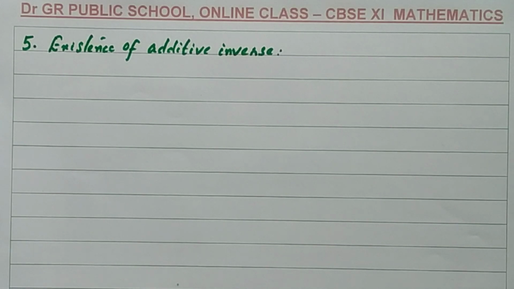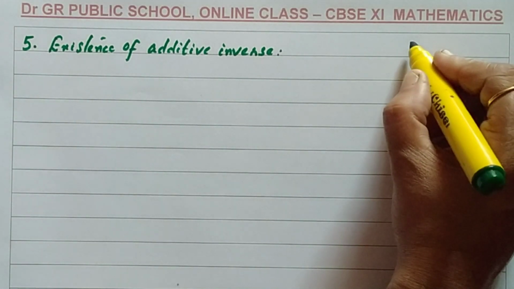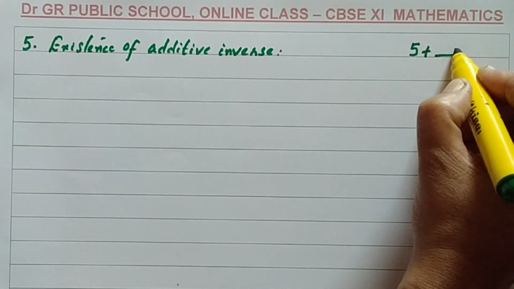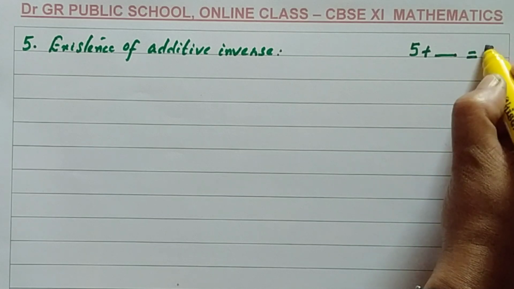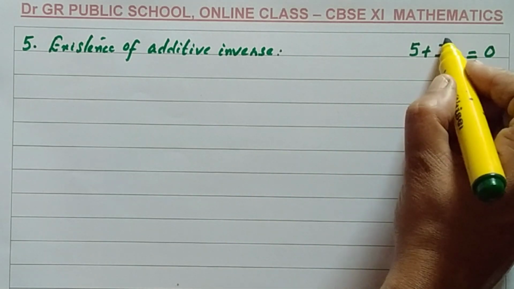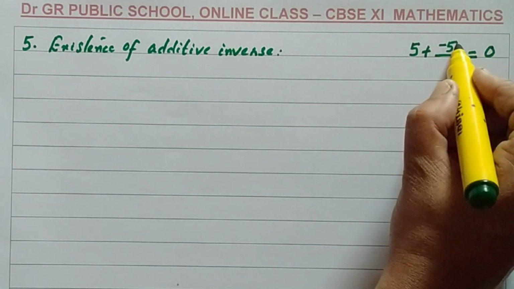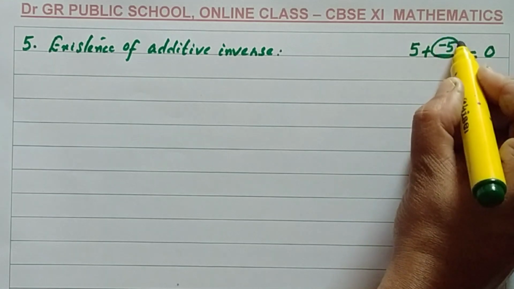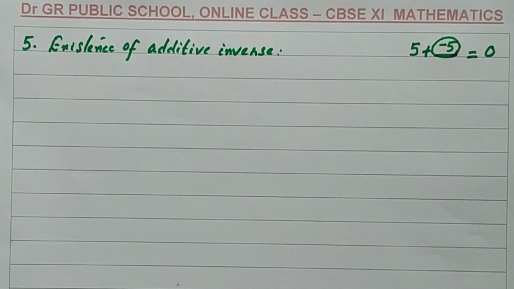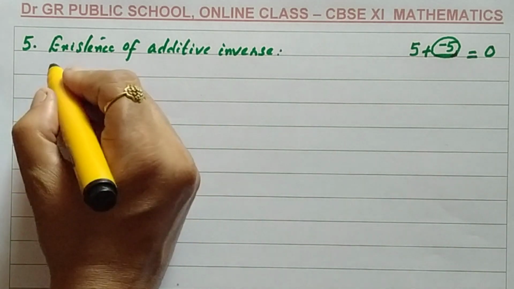Additive inverse means, in the case of real numbers, if you take a number 5, you need to add to it another number to give the additive identity 0. So 5 when added to minus 5 gives the additive identity 0. So minus 5 is called the additive inverse in the case of real numbers. In the same way, for complex numbers also there exists an additive inverse.